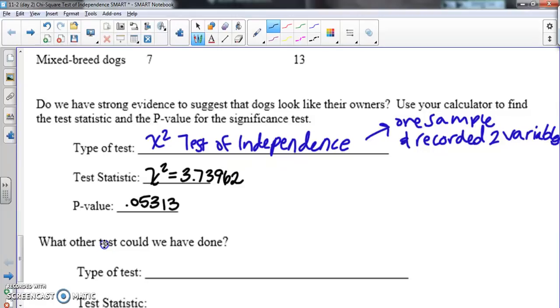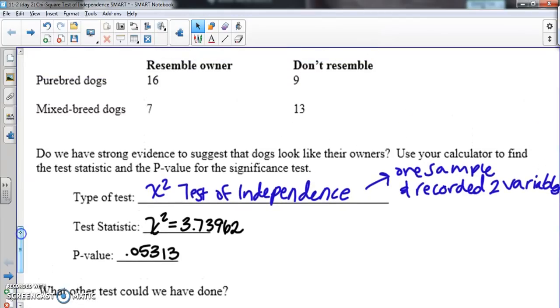Okay? Now, is there another type of test that we could have done instead that would have given us the same results? Well, think about it. We're dealing with proportions here. That's what all of these chi-squared tests are, dealing with proportions. So let's look back up at our 2A table. In fact, why don't we look at the proportion of purebred dogs who look like their owner? If I were to create that proportion, I would say there are 16 dogs that look like their owner out of 25 purebred dogs, and I added the 16 and the 9 to get 25.